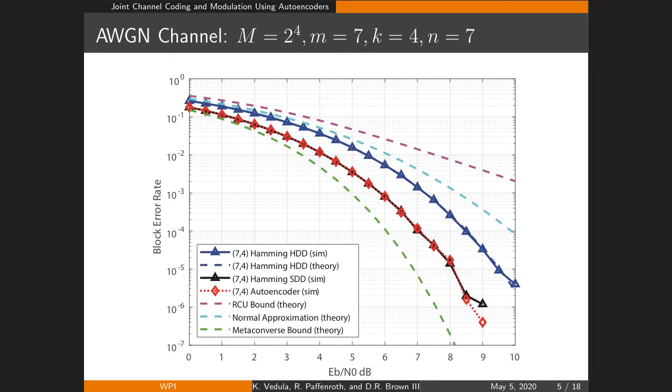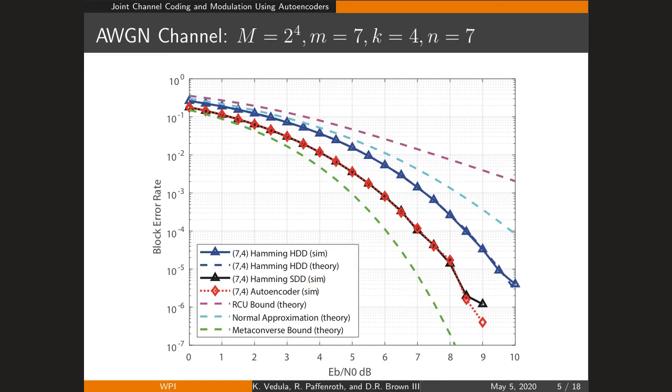Now let's look at an example with capital M equal to 16, small m equal to 7, k equal to 4. Even though these values can be arbitrary and autoencoder would work with any arbitrary values, we choose these because we want to compare them to a 7/4 Hamming code with BPSK. Traditionally, there are two kinds of decoding techniques, hard decision decoding and soft decision decoding. We want to compare against these.